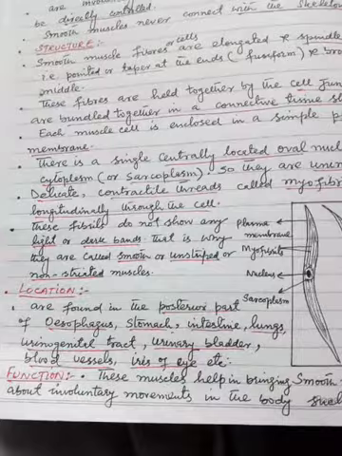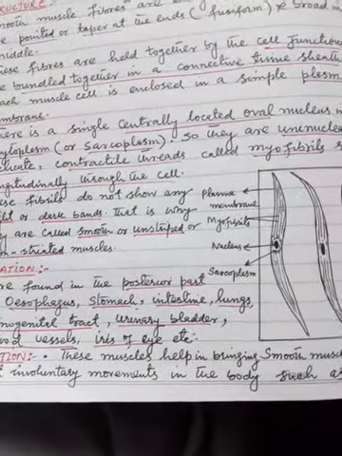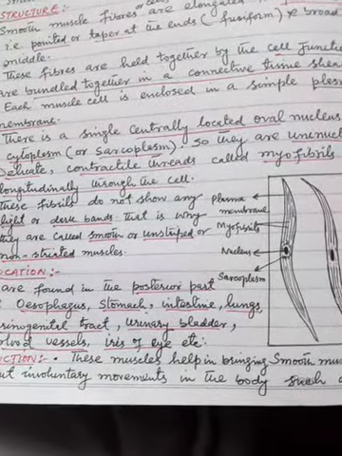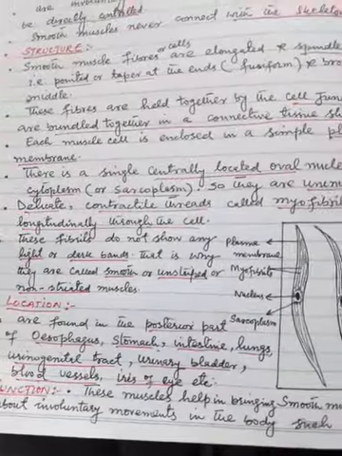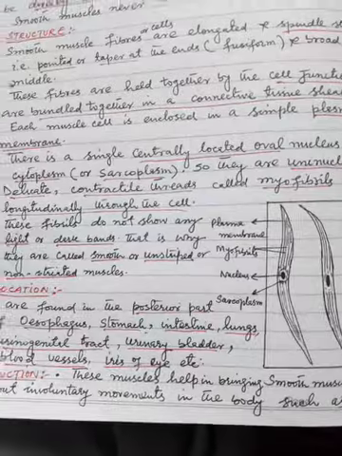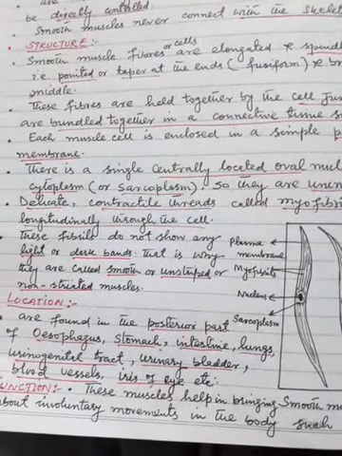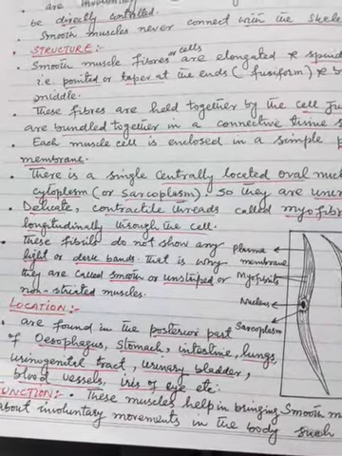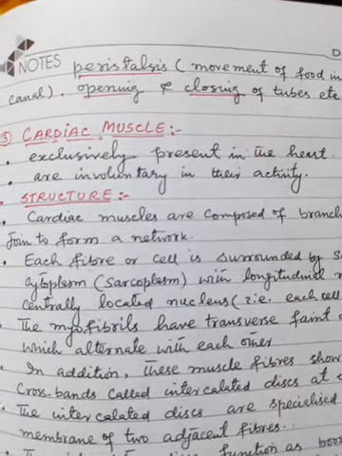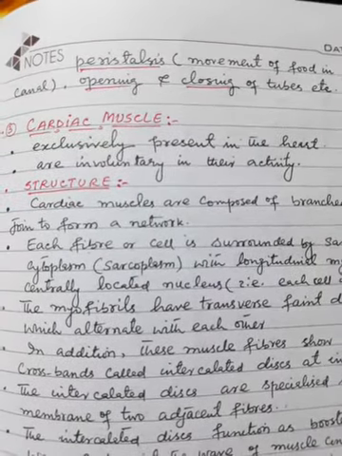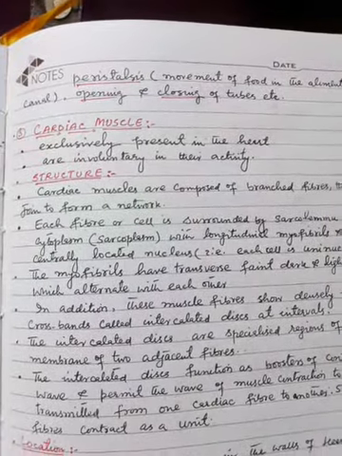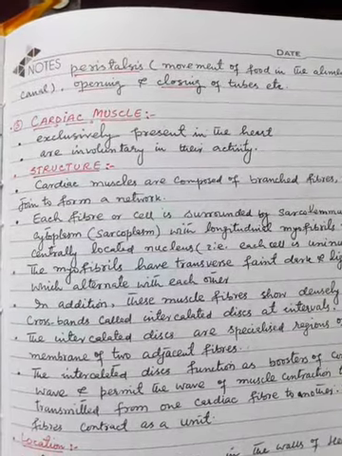Now, the function of smooth muscles. These muscles help in bringing about involuntary movements in the body, such as peristalsis. Peristalsis is the movement of food in the alimentary canal, opening and closing of tubes, etc. Now, the third type of muscular tissue, that is the cardiac muscle. Cardiac muscles are exclusively present in the heart. These muscles are involuntary in their activity.